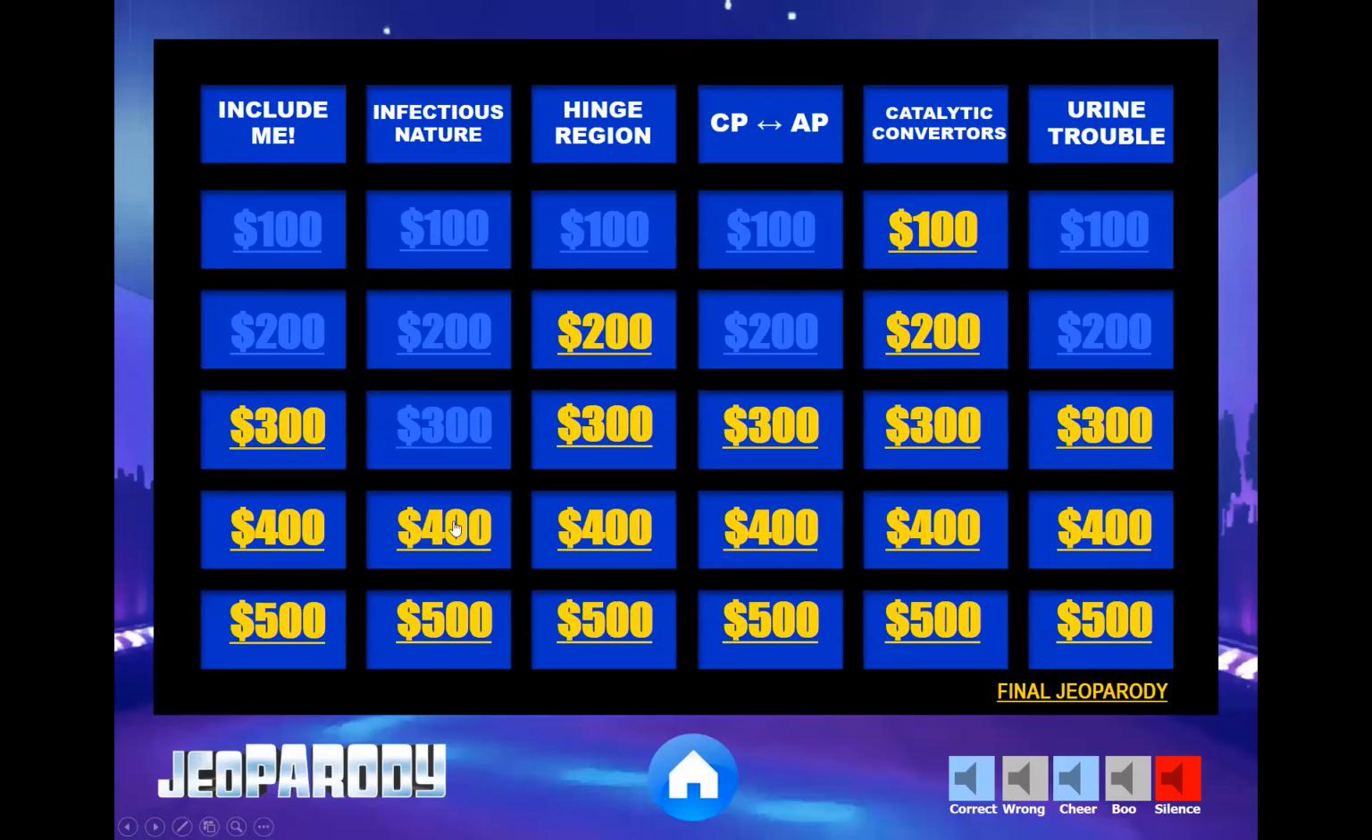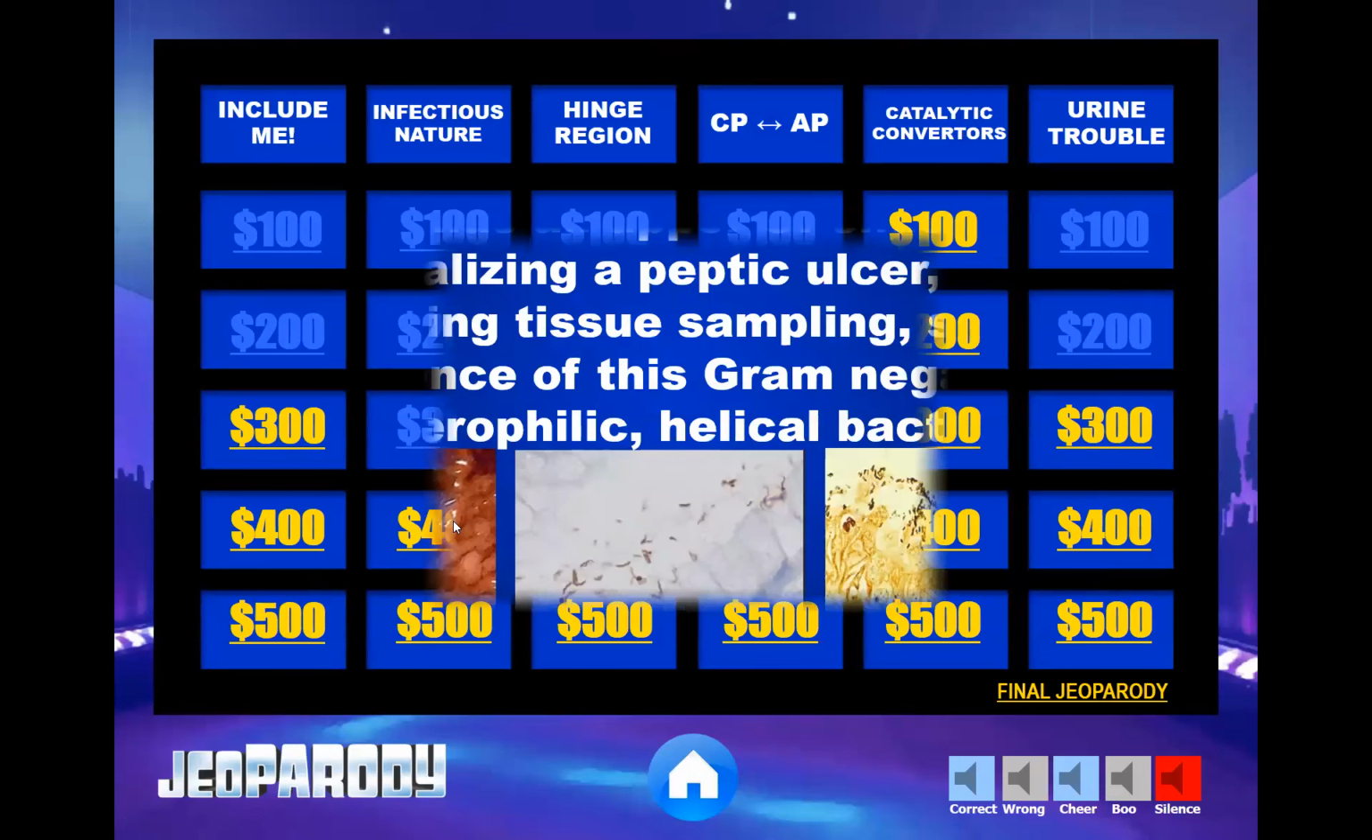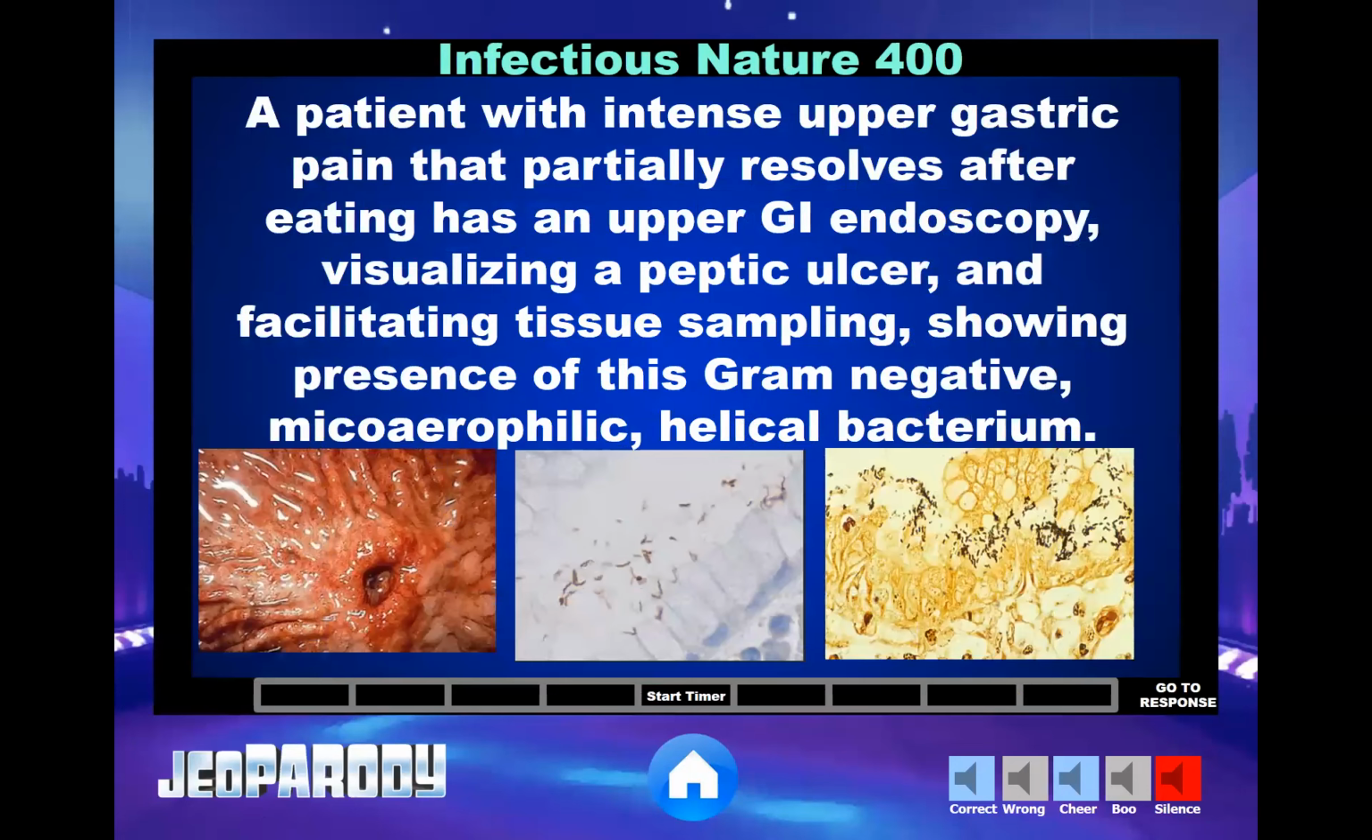Infectious nature for 400, sticking to microbiology. This answer is: a patient with intense upper gastric pain that partially resolves after eating has an upper GI endoscopy, visualizing a peptic ulcer and facilitating tissue sampling, showing the presence of this gram-negative microaerophilic helical bacterium. What is this most likely organism?